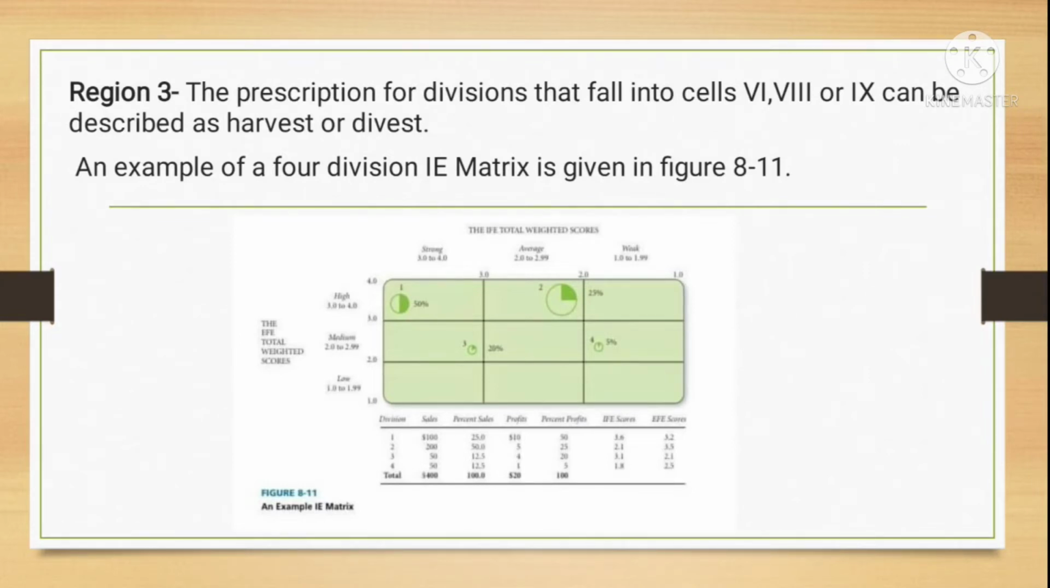Division 2 contributes the greatest percentage of company sales and thus is represented by the largest circle. Division 1 contributes the greatest proportion of total profits. It has the largest percentage pie slice.